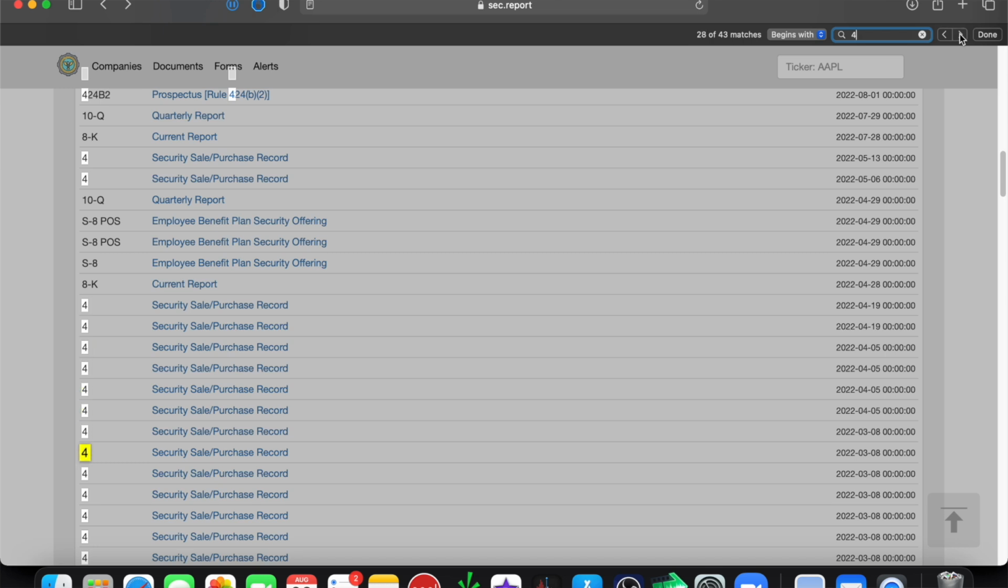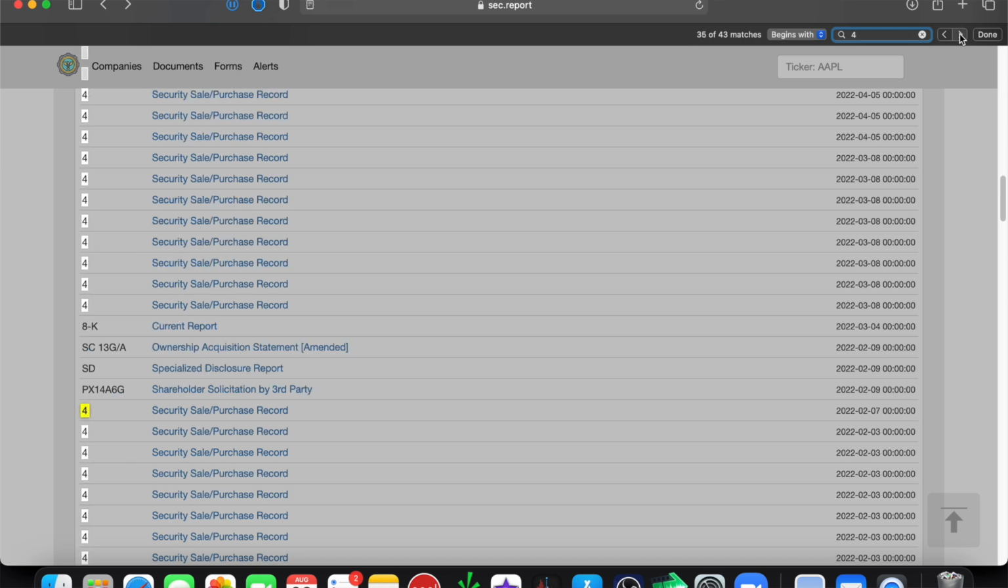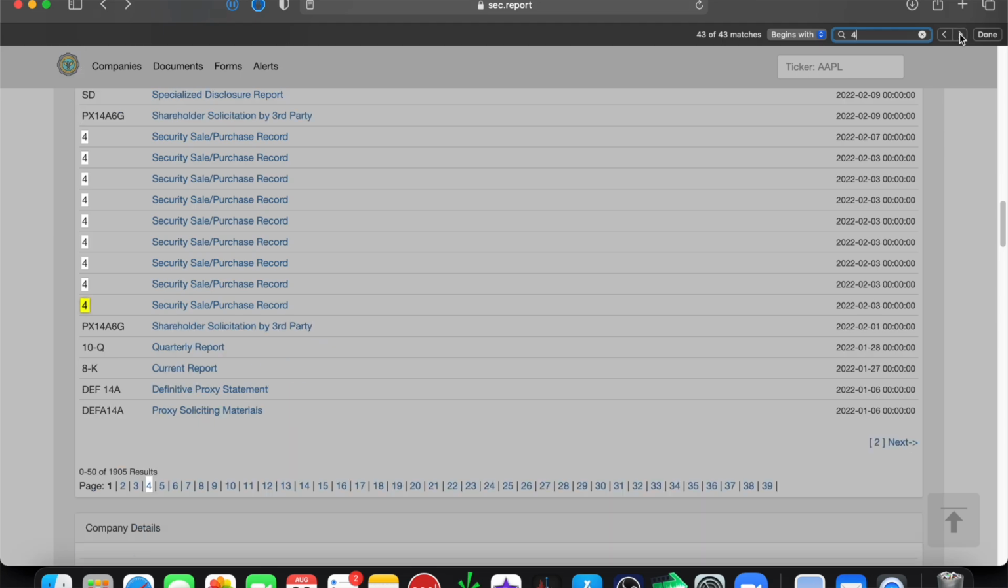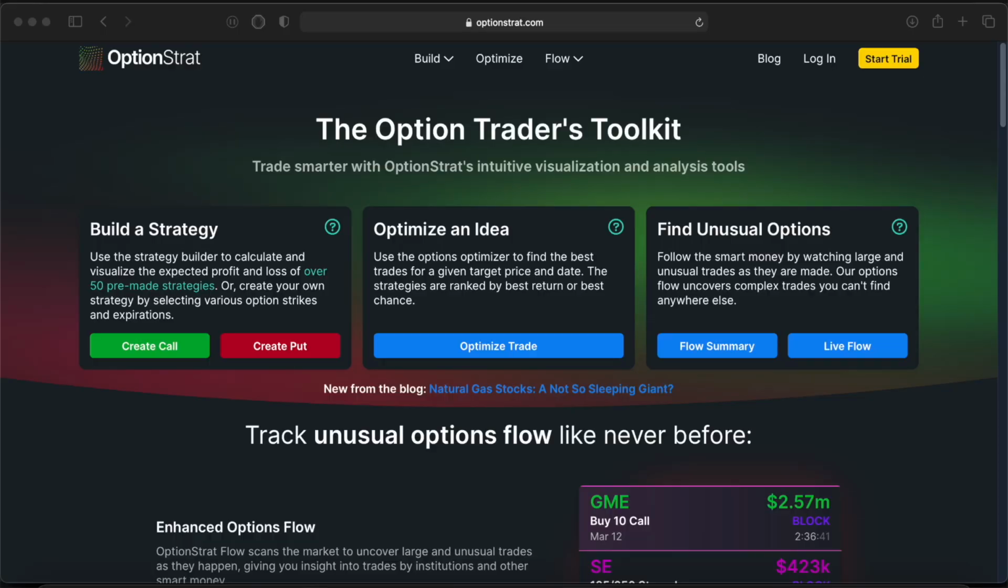So if you want to look at insider buying or insider selling, then you can do that through Form 4s to see if executives are buying the company or if they're selling the company, and gauge whether that's bullish or bearish for the stock. And the last options tool that I want to talk about is going to be OptionStrat.